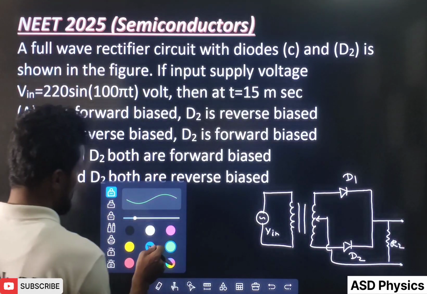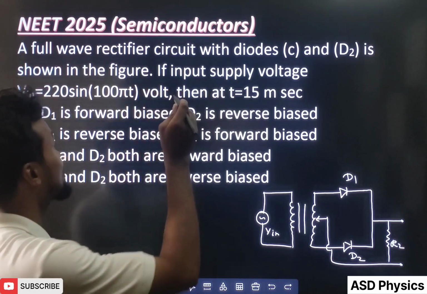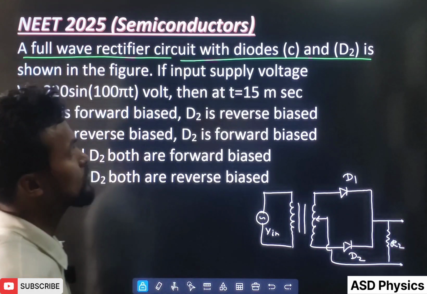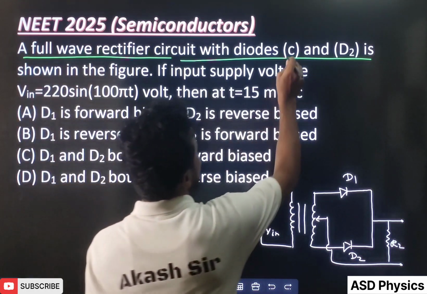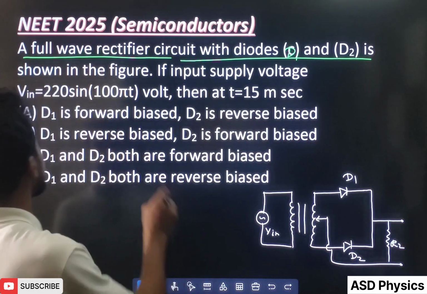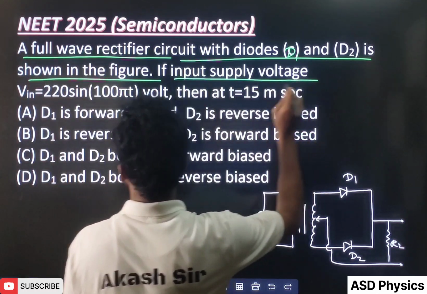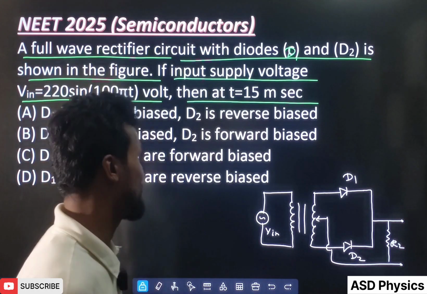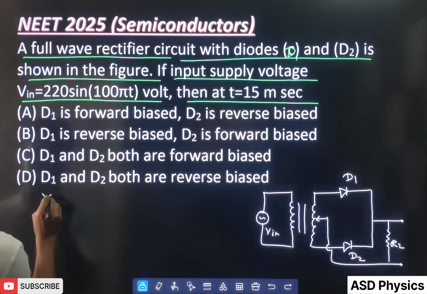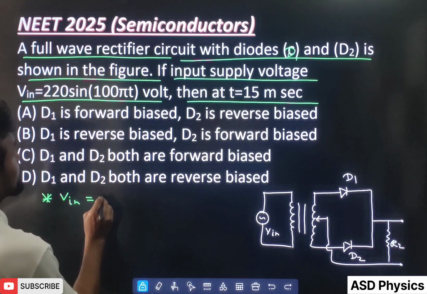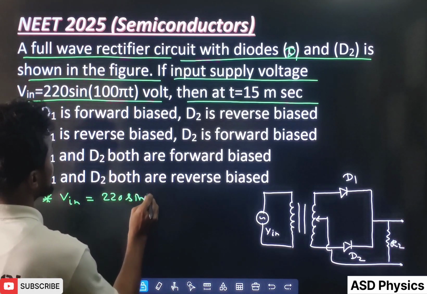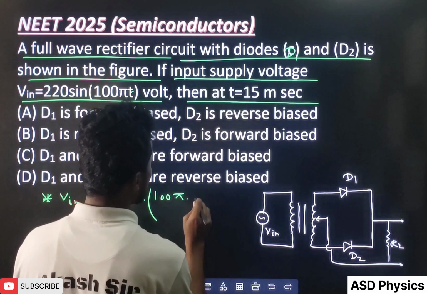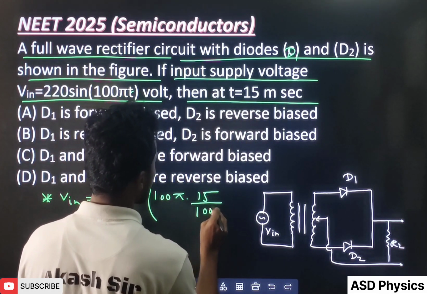Now students, let's see this question. Now a semiconductors question is there. See here, a full wave rectifier circuit with diodes D1 and D2 is shown in the figure. If the input supply voltage is this one, then at t equal to 15 millisecond, what will happen? Remember that here this V in is given. Let me write here 220 sine 100 pi t. Just put the value of t, which is given as 15 millisecond, that means 15 by 1000.